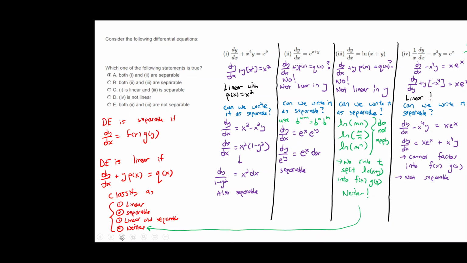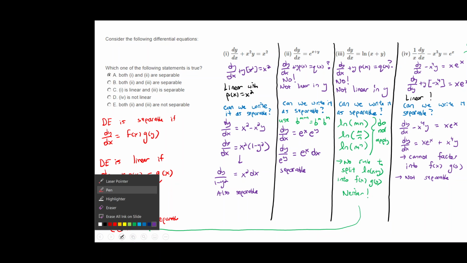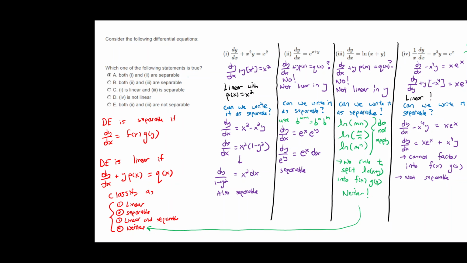Now let's look at the statements. Statement A says that both 1 and 2 are separable, and that's true. So we can just circle it. But let's move on and check the other ones. Statement B says 2 and 3 are separable. 2 is separable, but 3 is not.